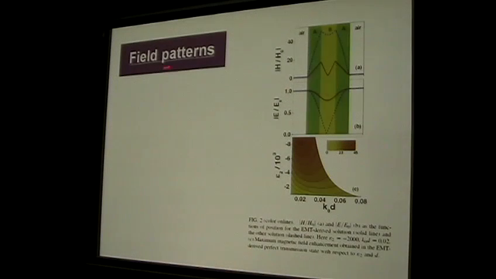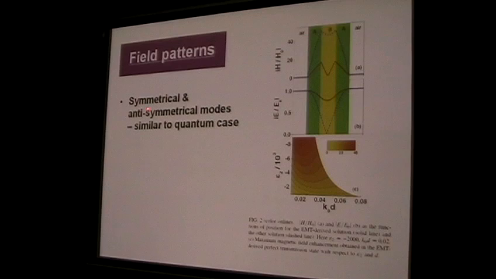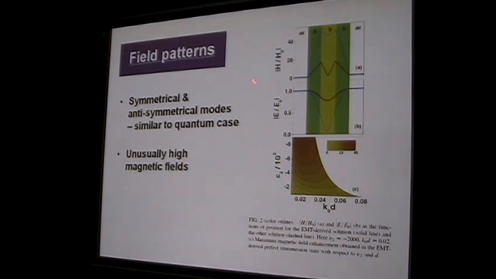We calculate a few patterns when the perfect transmission happens. We found that there are two modes that satisfy this total transmission pattern. In terms of symmetry, the two modes are the symmetric mode and the anti-symmetric mode, which is quite similar to the quantum particle case. One particular characteristic of this high transmission is that it is always accompanied by a very high magnetic field. You can see that at the interface between the AB layers, the magnetic field is enhanced by a factor.